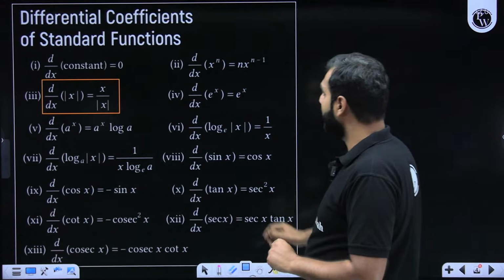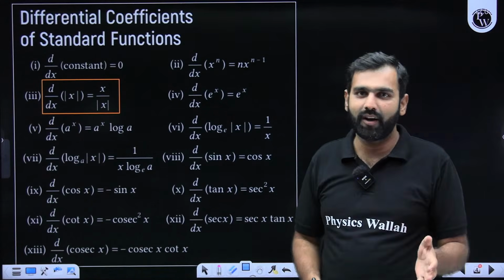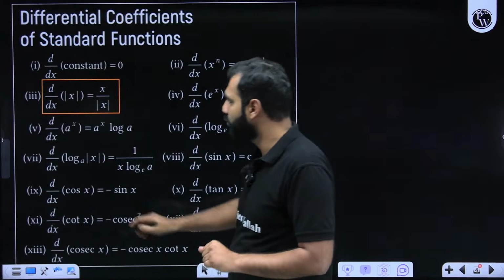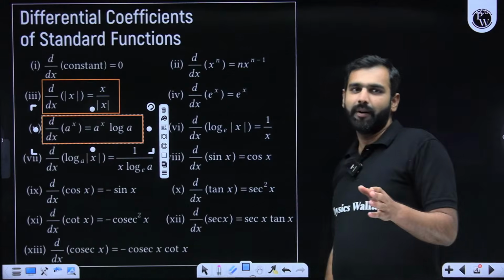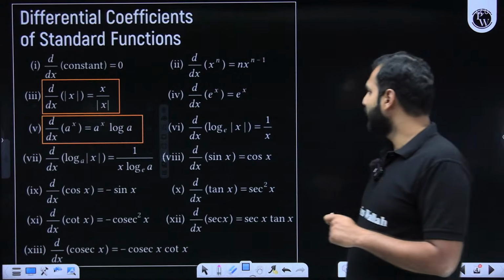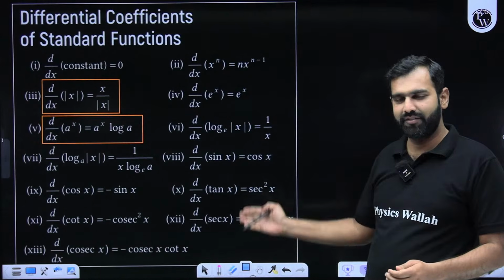Next, e to the power x is one of those beautiful functions which is always e to the power x even after differentiation or integration. But something very crucial again, a to the power x when differentiated gives you a to the power x log a. Moving ahead with that, something simple and straightforward, the trigonometric functions' derivatives: sin x, cos x and tan x.